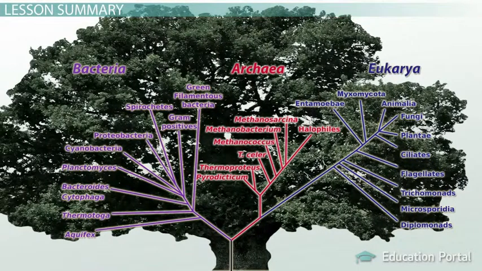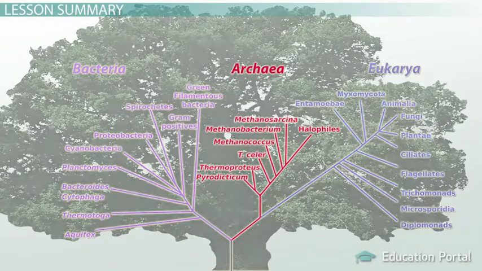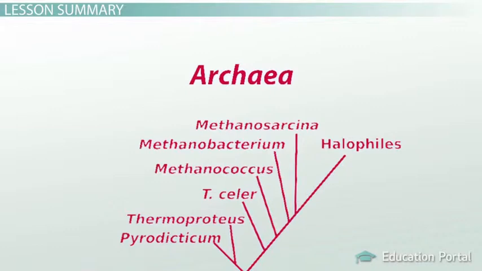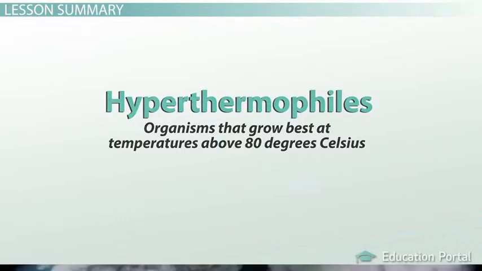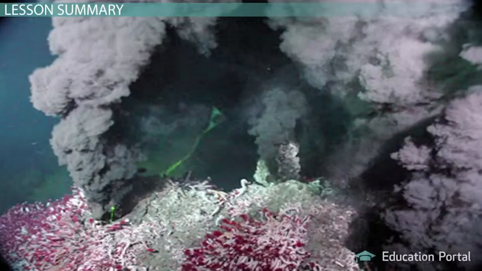Let's review. The phylogenetic tree of life is divided into 3 domains: bacteria, eukarya, and archaea. The archaea are a diverse group of unicellular prokaryotes. Members of this group have evolved to exploit some very extreme environments. Some are hyperthermophiles that grow best at temperatures above 80 degrees Celsius. Hot springs and hydrothermal vents can be teeming with this type of archaea.